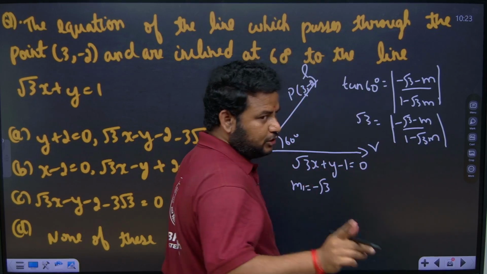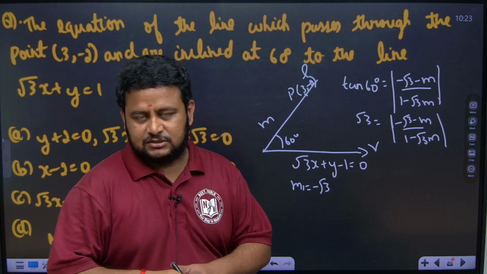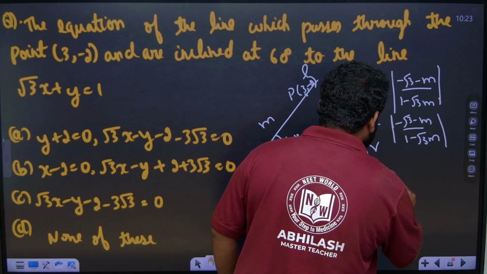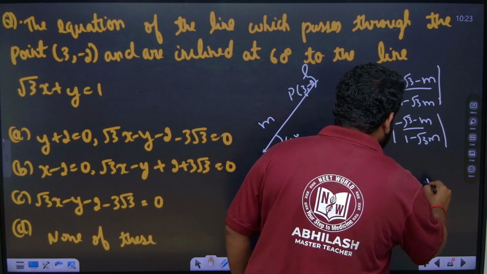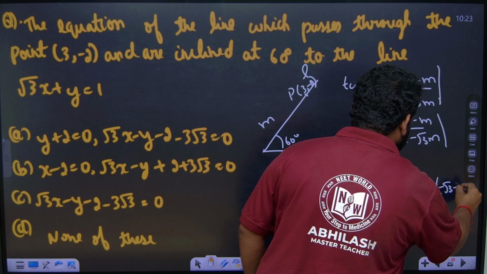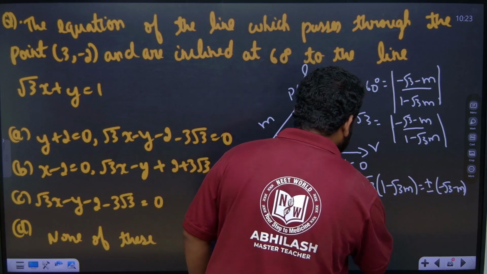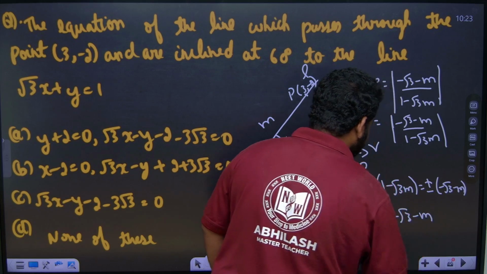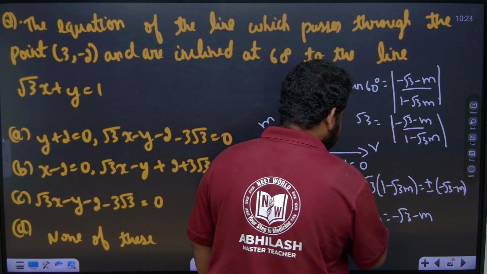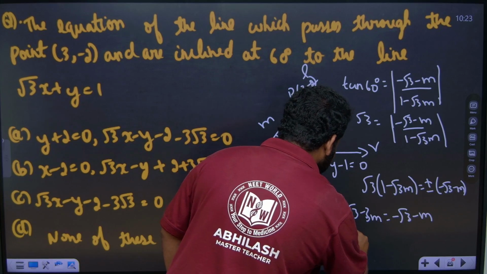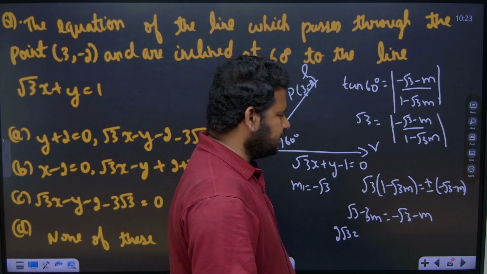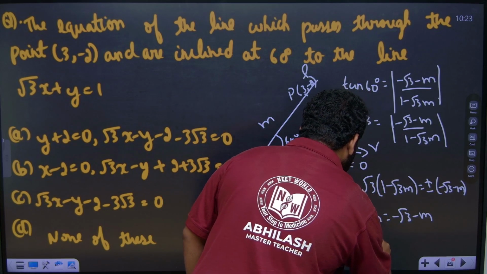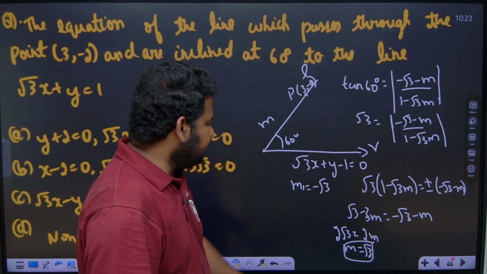Now when I remove modulus, I told you, you should take both plus and minus. If I multiply, this will become root 3 into 1 minus root 3 m is equal to plus or minus root 3 minus m. First I will take plus: root 3 minus 3m is equal to plus root 3 minus m. So what will I get? This is root 3, this is another root 3, this will become 2 root 3 is equal to 2m. So m will be equal to root 3, I got.